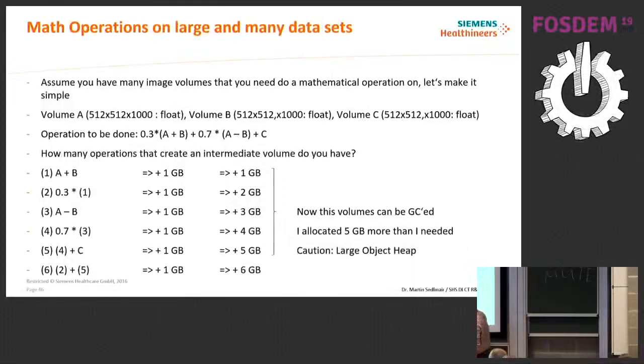There was also one thing. If you look at this mathematical expression, these are volumes, 512, 512, 1000. And if you want to have these operations, this is one operation, for example, you use for the iterative reconstruction. So 0.3, a plus b, and so on. So here you see what's happening. For the a plus b, you have 1 gigabyte of memory. Then you add another gigabyte of memory, because all these expressions add up. And in the end, for this simple expression, I allocated 5 gigabytes more than I needed.